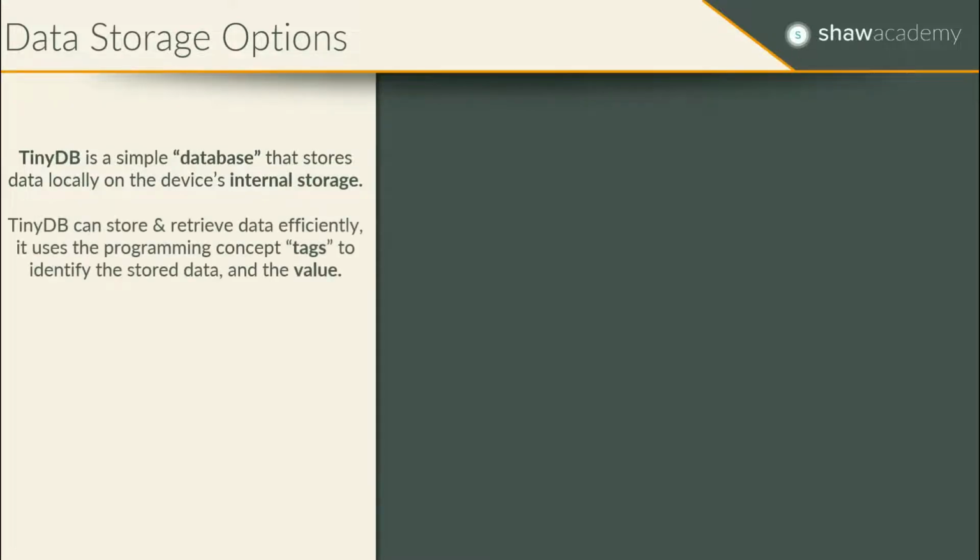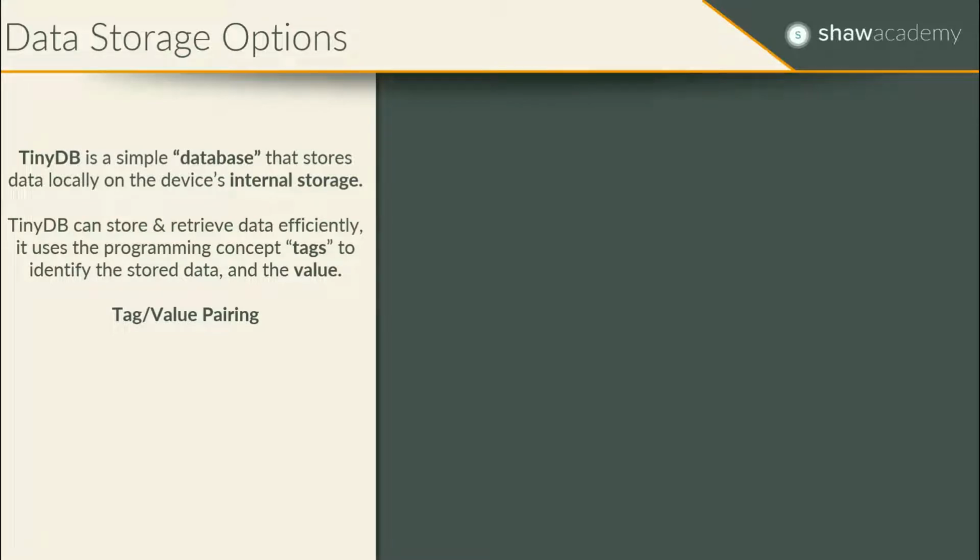TinyDB stores and retrieves data efficiently, and it uses the programming concept of tags. We talked about key value pairs a moment ago, and this is where it comes in. Tag value pairs is another way of saying key value pairs. Again, the tag, the key, is the unique identifier for the value.